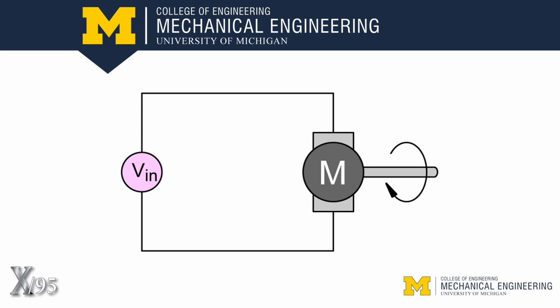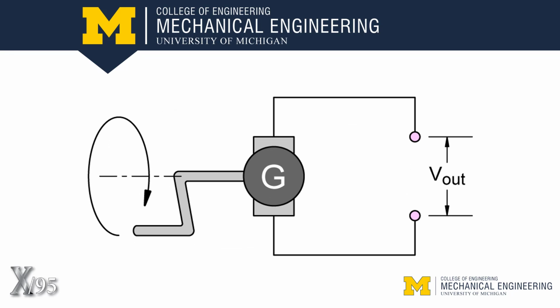If voltage is applied to an electrical motor, the shaft rotates. In the reverse system, the motor becomes a generator. As the shaft is rotated, a voltage is generated across the terminals.